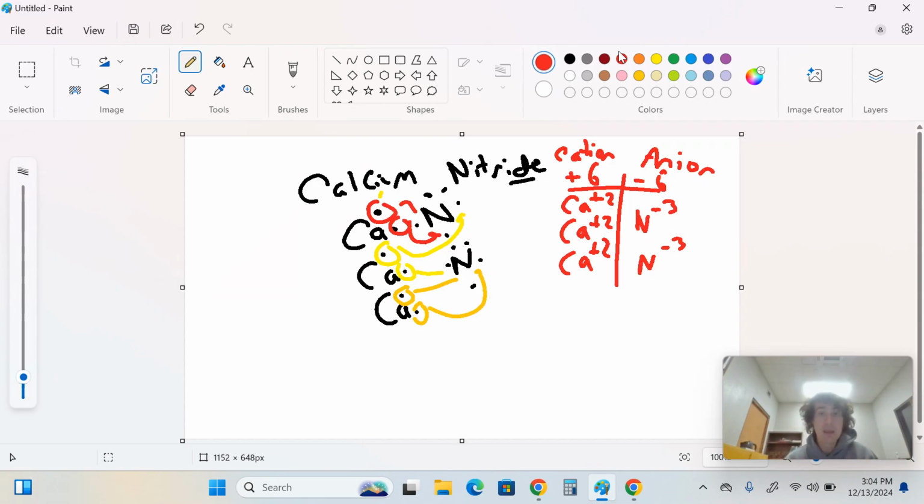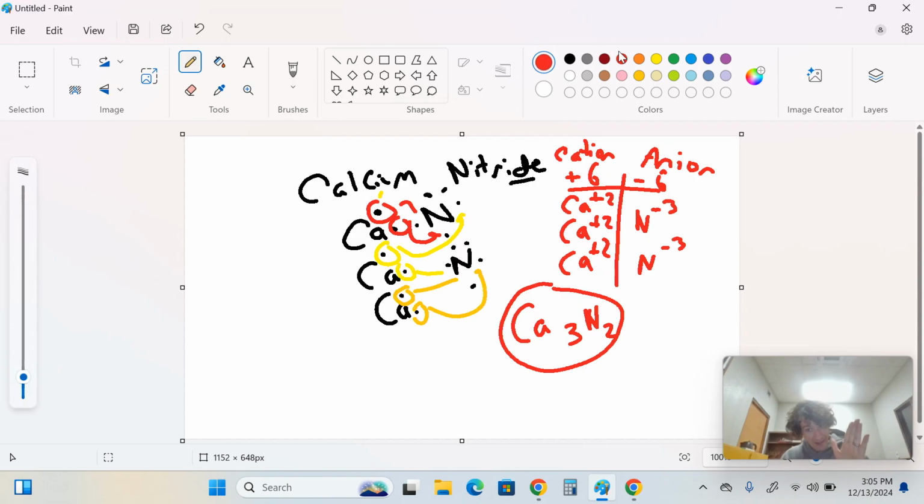So what's your answer? You say, this looks good. Your answer would simply be, hey, how many calciums do I have? I got Ca3, and then I have 2 nitrogens, for an answer of calcium nitride, Ca3N2. Okay? So that's really what it comes down to, is just knowing what the charge is for both the cation and the anion and getting them to cancel.